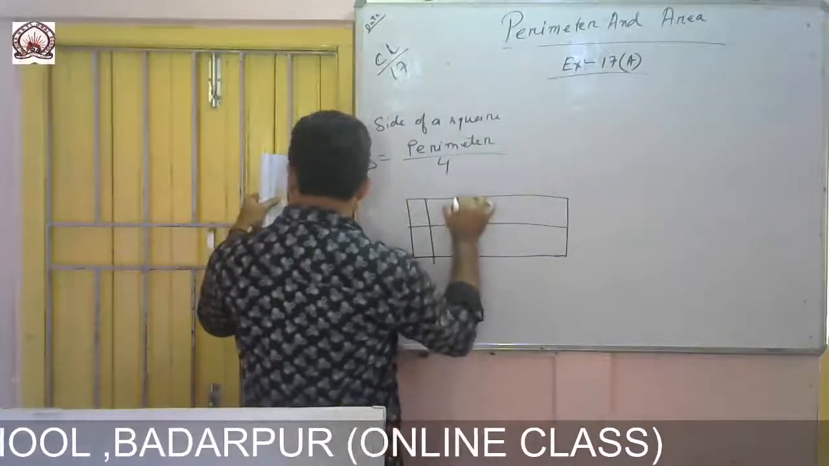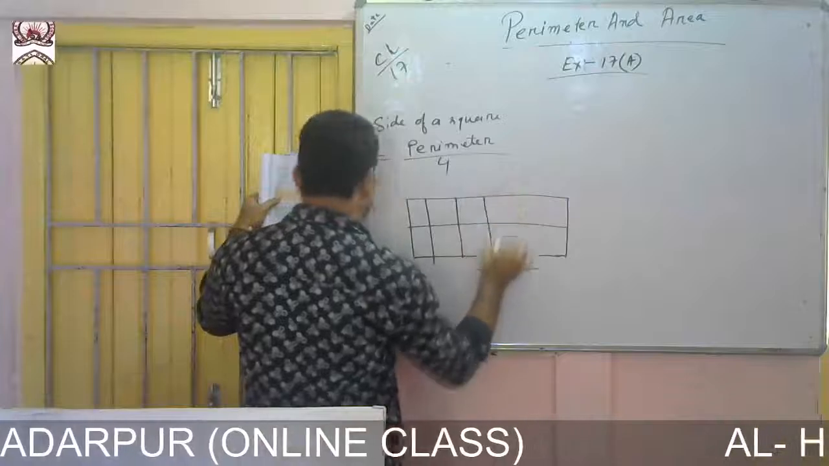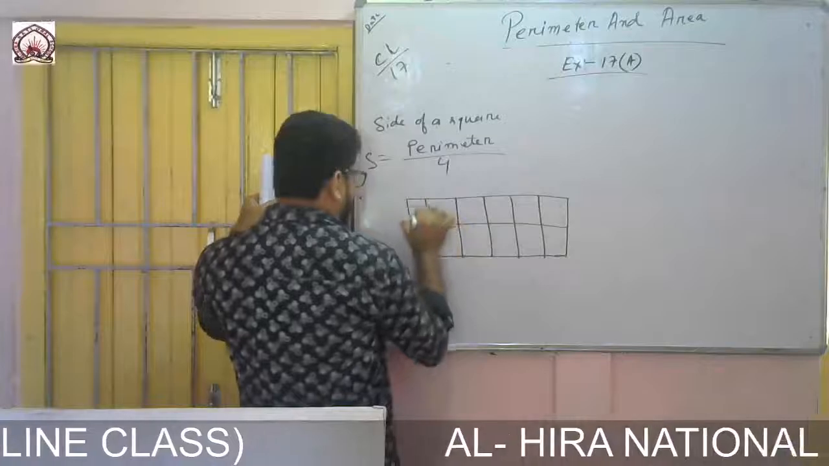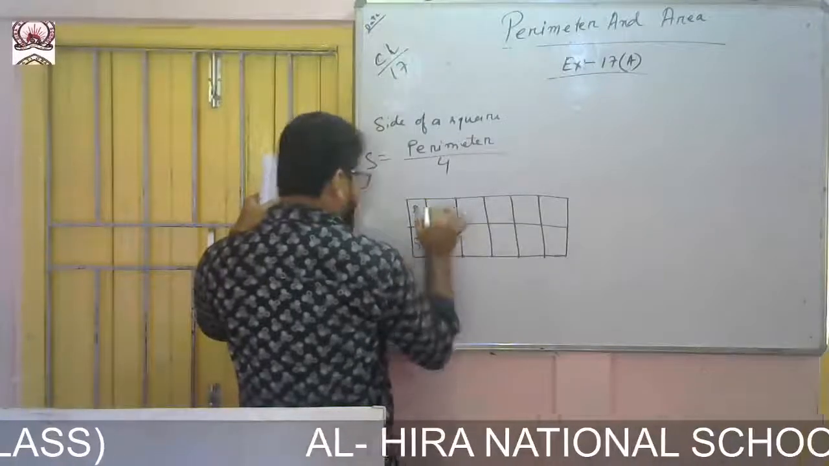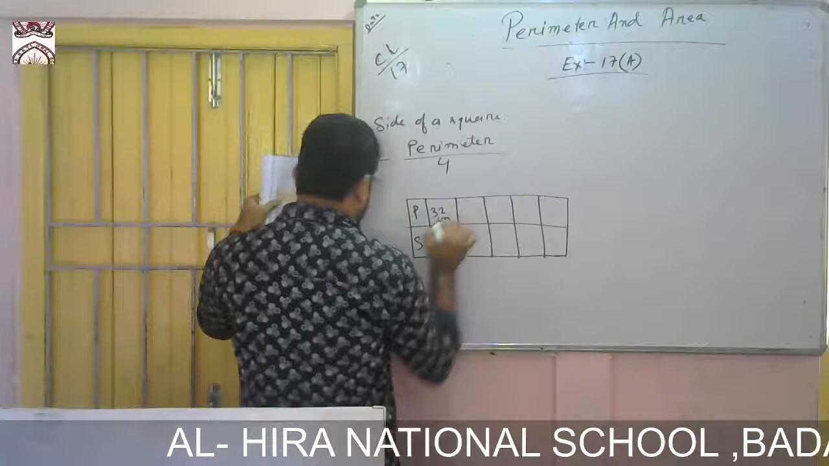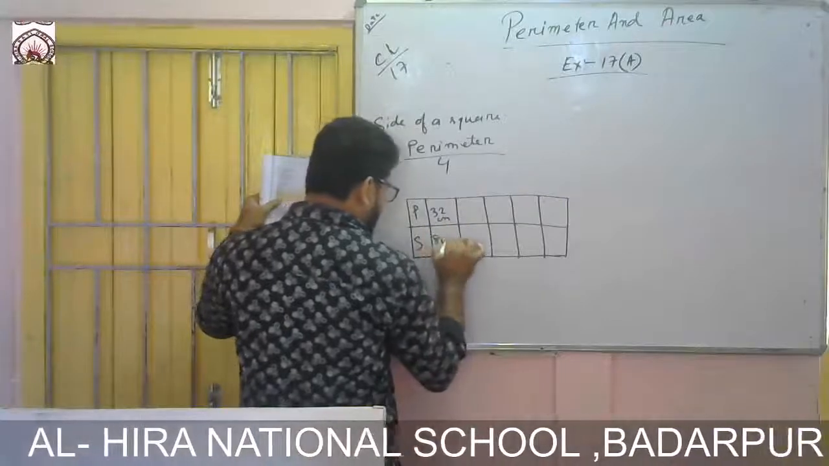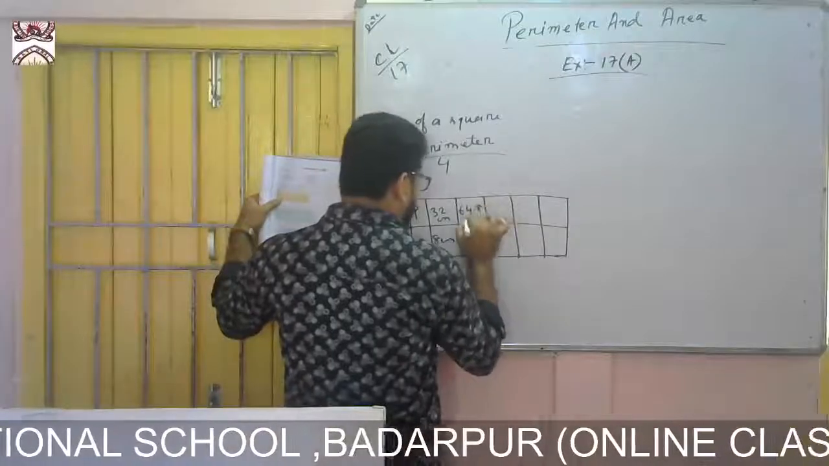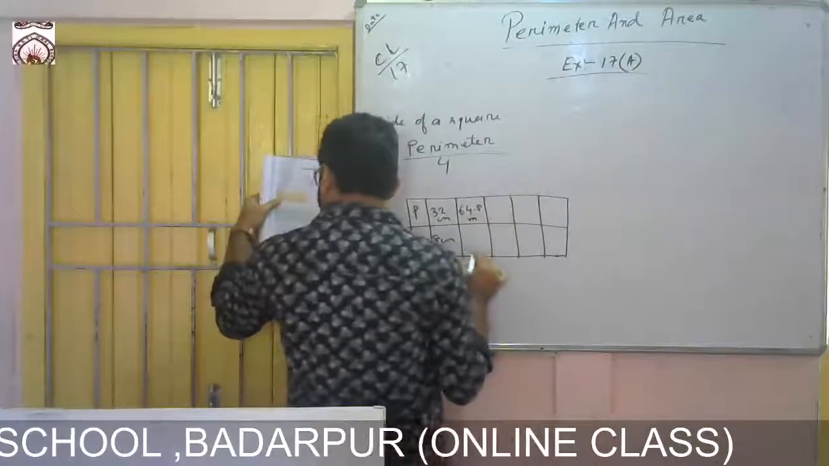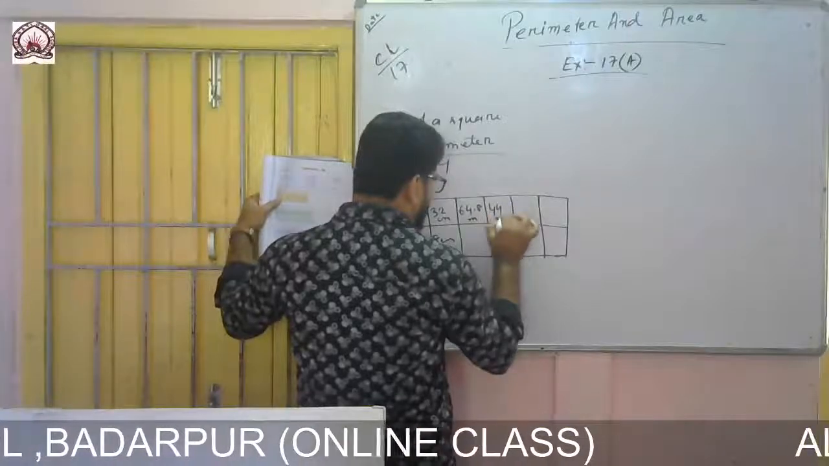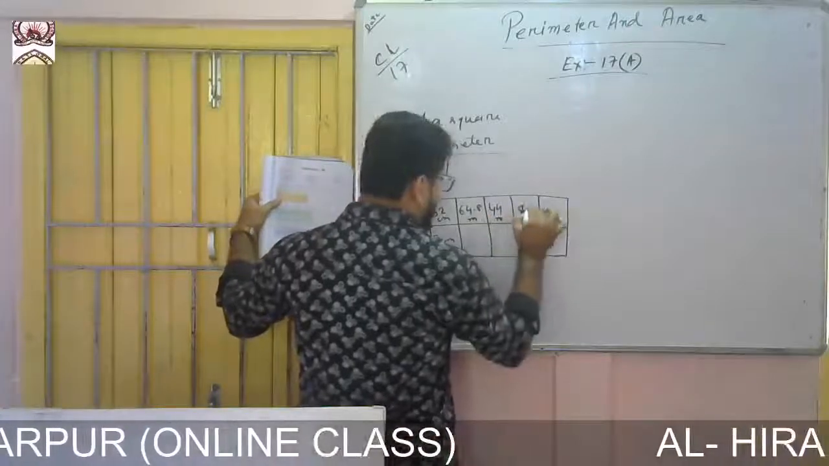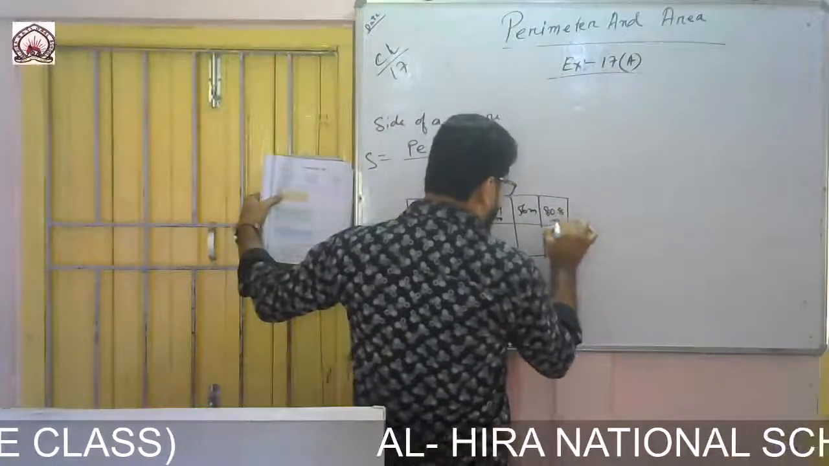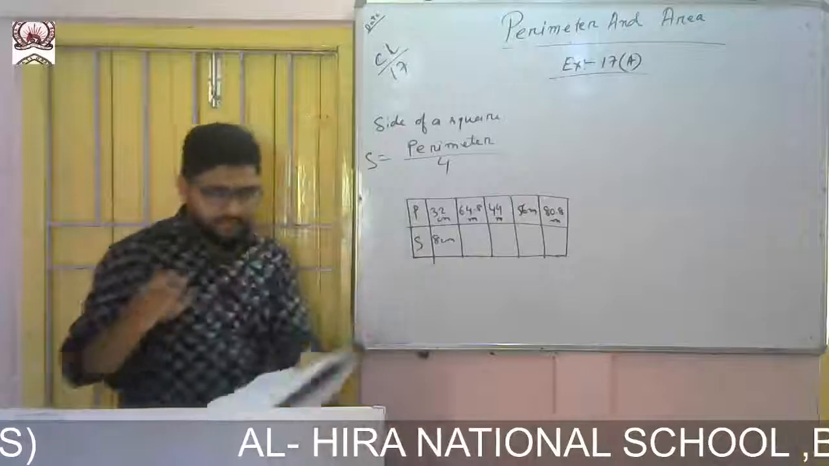The perimeters given are 32, 64.8, 44, 56 and 80.8 meters. For the first one, P is given as 32 centimeter. The next are 64.8 meter, 44 meter, 56 meter and 80.8 meter. So how will we find the side?